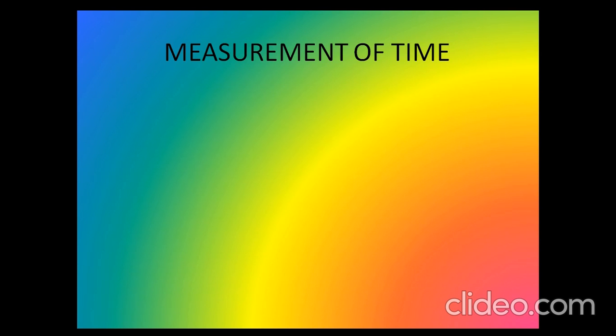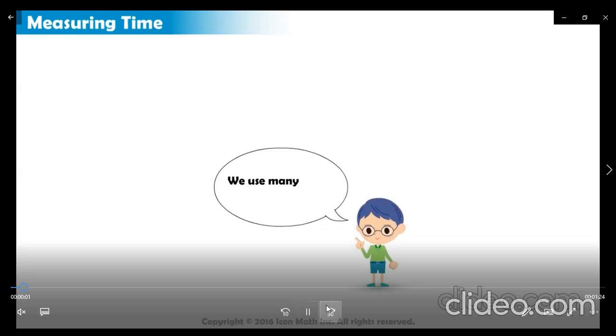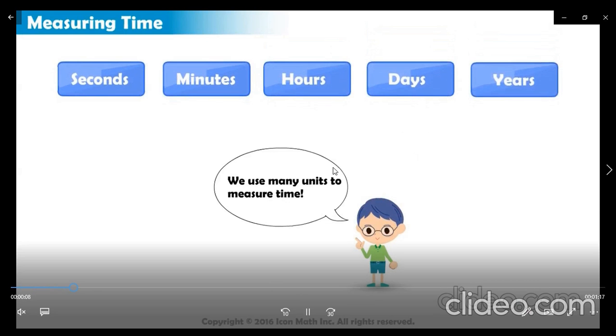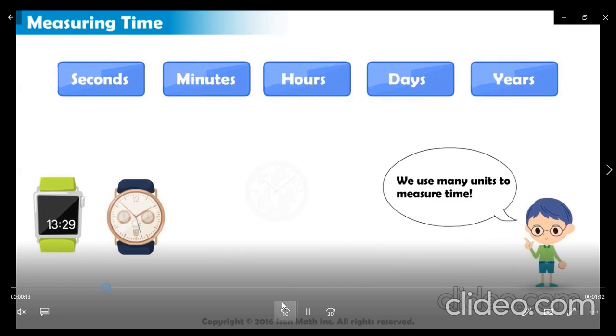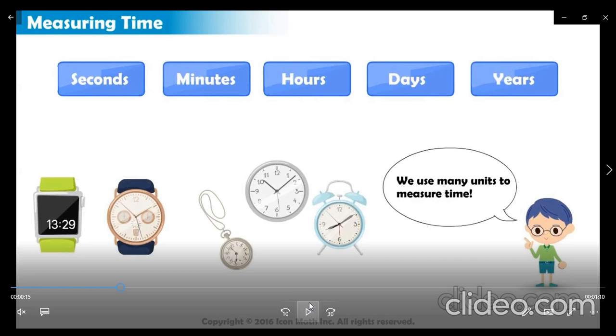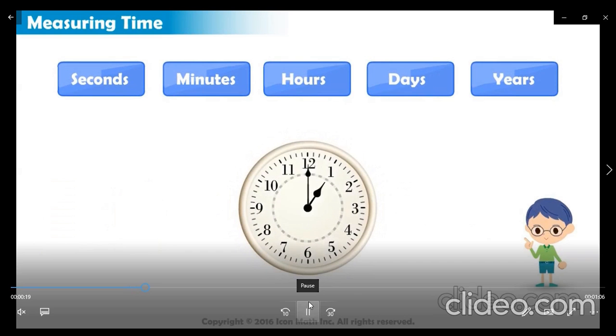Next comes measurement of time. We use many units to measure time, such as seconds, minutes, hours, days, and years. We can tell what time it is using watches or clocks. Take a look at this clock. I know you can tell what time it is.